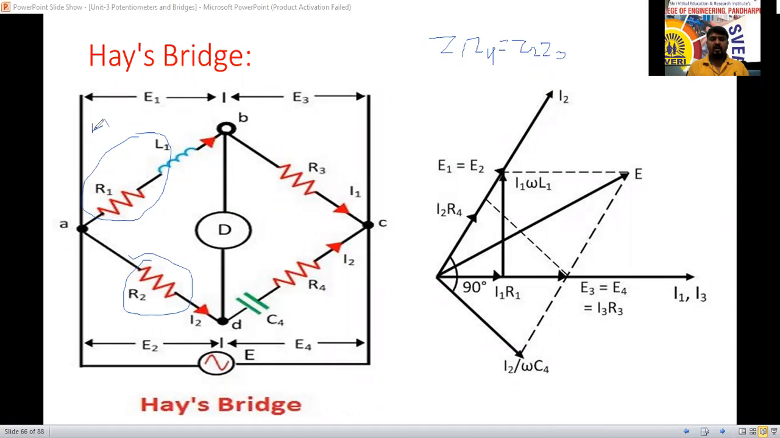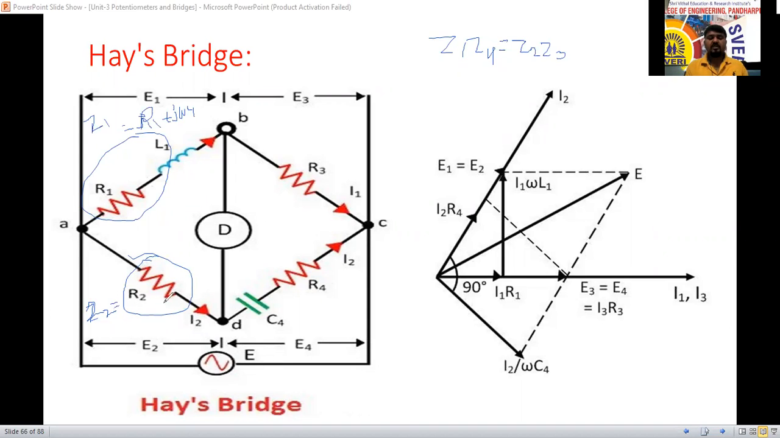Tell me, you forgot, you missed the class in between. In the last class we discussed Z2 equal to R2. How are you telling I2? Z1 equal to R1 plus jXL, that is nothing but R1 plus j omega L1 we can write here. Z1 that is called. Z2 equal to, is there any imaginary part here?